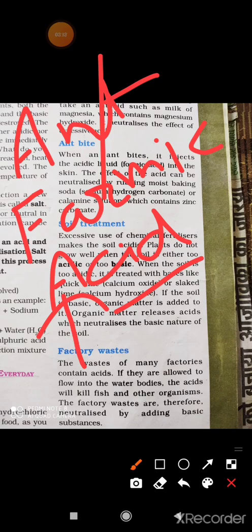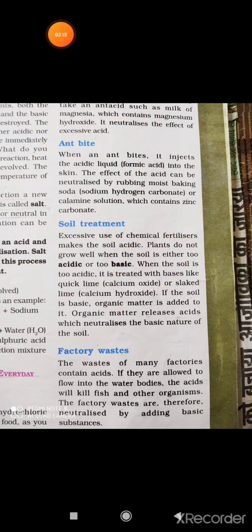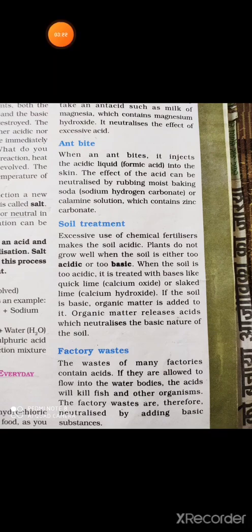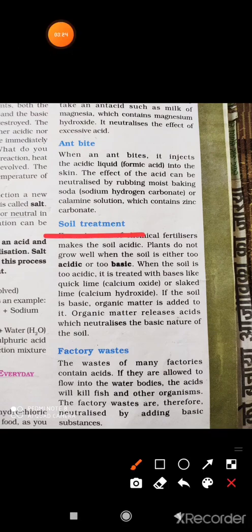And the third one is soil treatment. So the next topic is soil treatment. What is the meaning of soil treatment? Excessive use of chemical fertilizers makes the soil acidic.